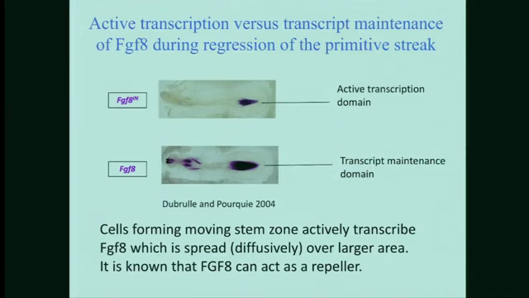This idea comes from experiments about expression of FGF8 messenger RNA. The expression area is very small. This is an image during the time of regression of the primitive streak. There is a group of cells, let's say this is the stem zone. In the stem zone there is active transcription of FGF8, but FGF8 proteins or messenger RNA are observed in large areas. So there is some kind of diffusion, and this is what we will assume in the model.